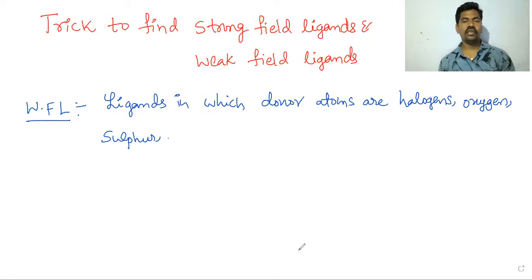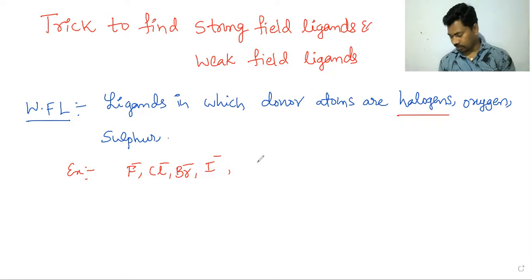Some examples I can give you here. All halogens like fluoride ion, chloride, bromide, iodide are weak field ligands. Along with these, OH minus. Here oxygen is a donor atom. Donor means the atom which is donating a pair of electrons to the metal atom is called a donor atom. In OH minus, oxygen is the donor atom, so it is a weak field ligand.